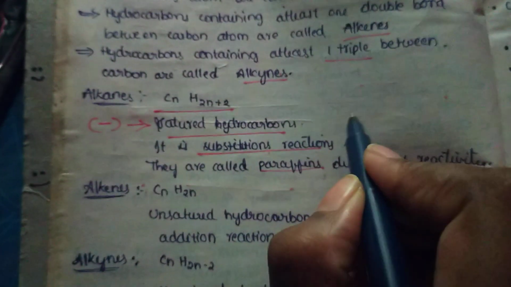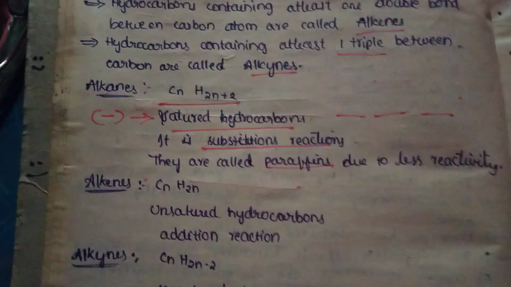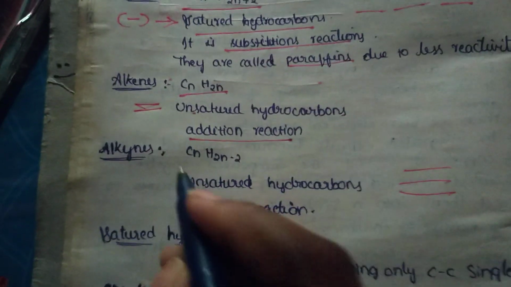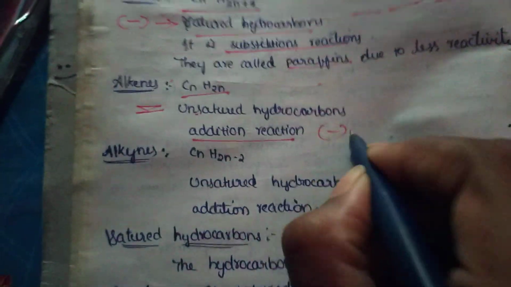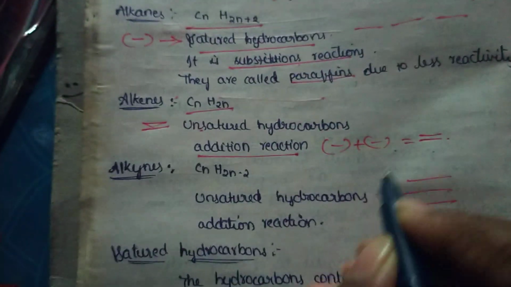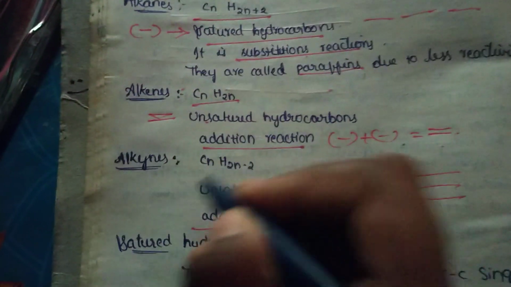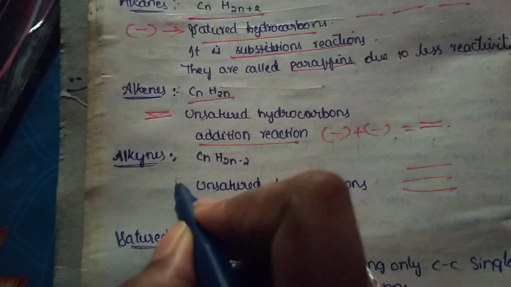They are called paraffins because they have less reactivity, because a single bond has low energy and a weak bond. The triple bond has high energy, right guys? So this is the general formula. This is unsaturated because of the double bond. It undergoes addition reactions, right? Double bond means addition. It is also an addition reaction, and the triple bond is also unsaturated.